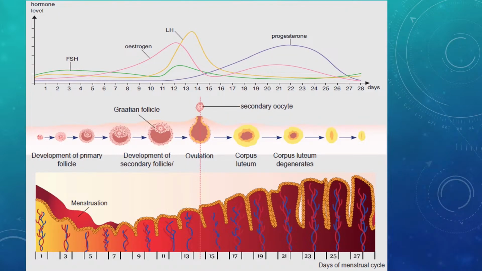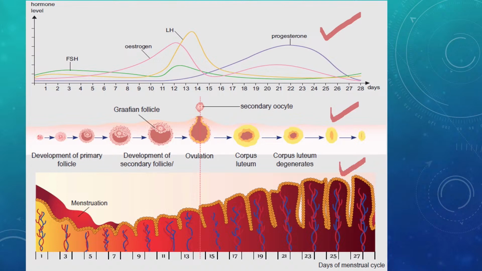What teacher did in previous slides was show you the changes for the hormones throughout the chart, and then the changes in follicle and oocyte development, and then the endometrial wall. So we looked into each of them separately. Now I break it down one by one so that it's easy for you to see the changes.